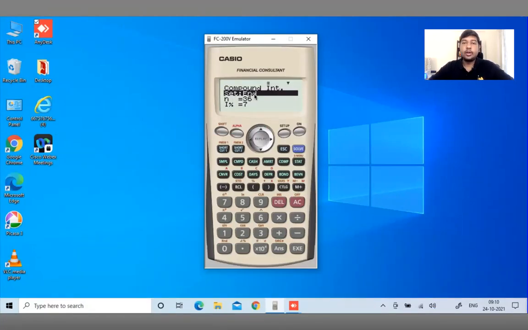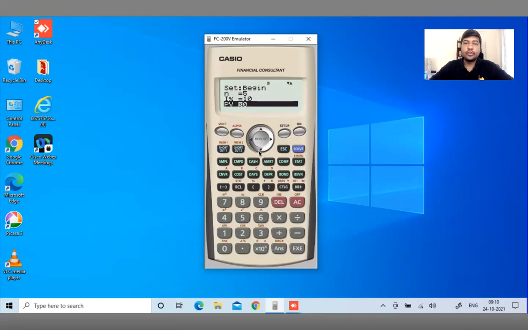So set, I need to change from end to begin. Press the EXE button, choose set begin, and then press EXE again. So your set has been changed from end to begin. N will be 5, I will be 10. So after you input all the numbers, you have to press the EXE button.